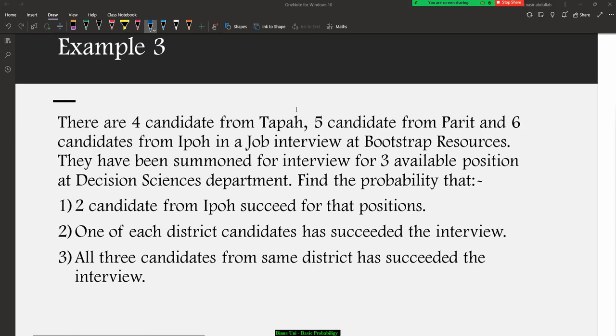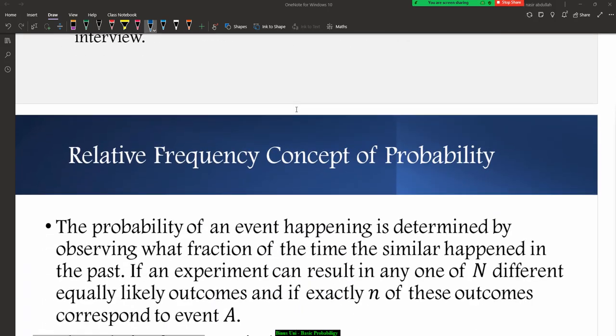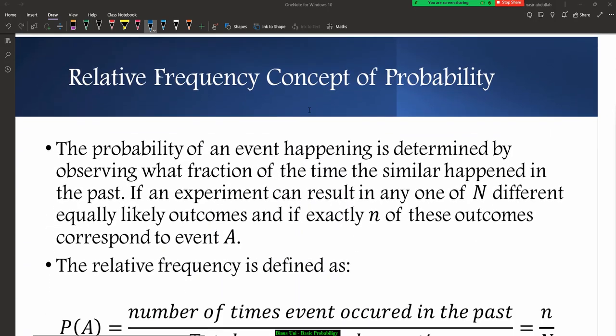Okay. So I think example number 3 should be the same thing, based on example number 1 and example number 2, right? So let's look at the relative frequency concept of probability, right?